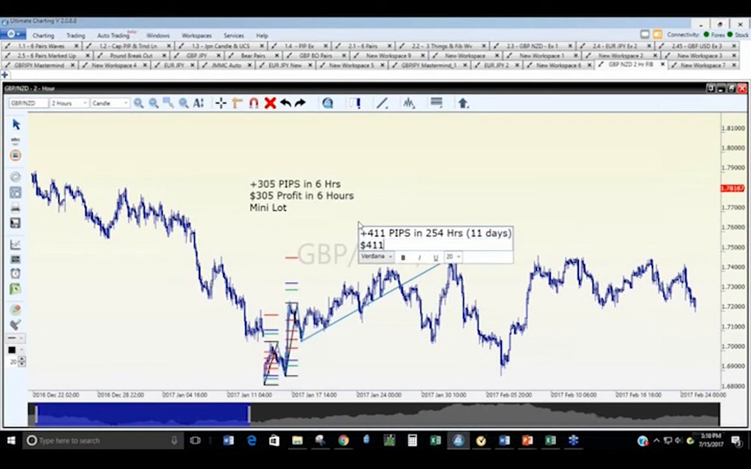And this would be $411 of profit, again based on a mini lot. Or $4,110 of profit based on a standard lot. And most people's goal is to get to a standard lot. So here is an example where you would do it.